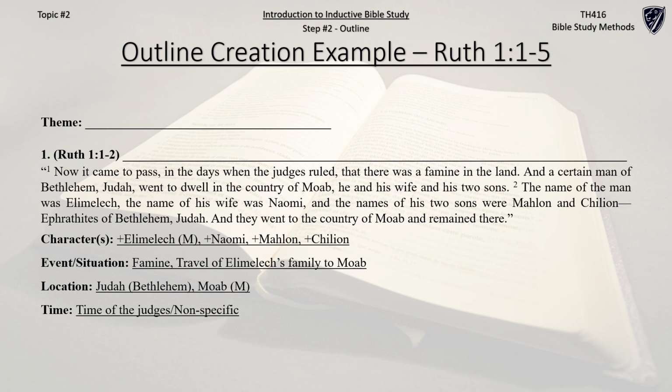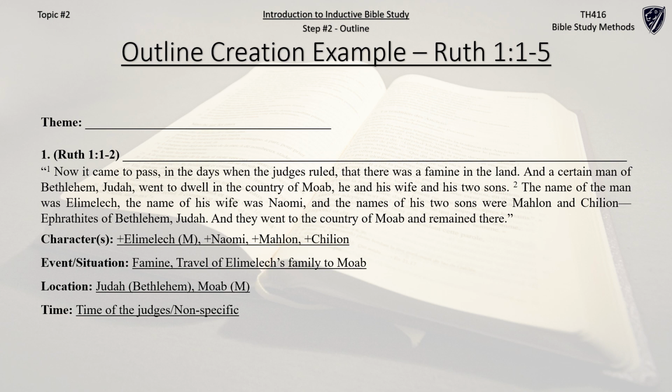So you've got Naomi, you've got Mahlon, you've got Chilion. Then under the events or situation, there's a famine, and then there's also the travel of Elimelech's family to Moab. Now, this is an observation down below, so I'm not putting exact quotes on it. I'm just filling in some information from the passage. Also, the location, Judah of Benjamin, and then also we have Moab, and I would suggest that Moab is the main country for purposes of understanding the text.